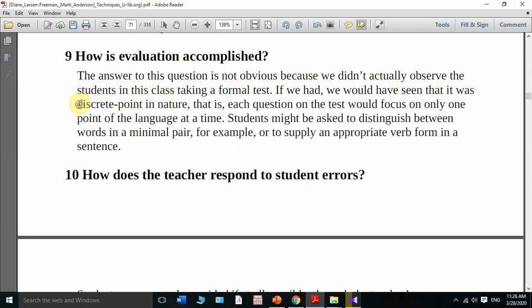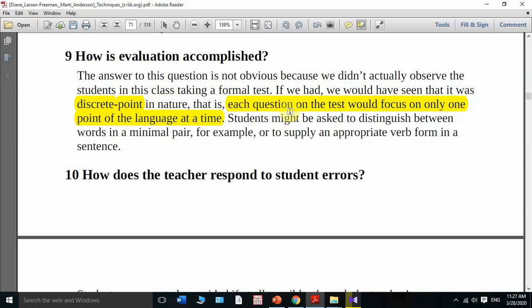So discrete point testing, what does that mean? Here we have a short explanation. Each question on the test would focus on only one point of the language at a time. So here is a very quick definition for discrete point testing. When we say discrete point, we mean that each question is focusing on only one point of the language at a time.